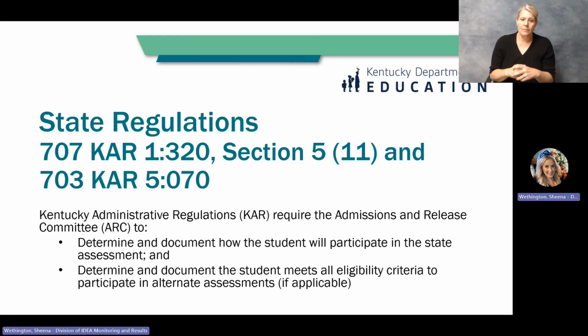Kentucky has state regulations that require Admissions and Release Committees to discuss and document how students will participate in state assessment. If it is determined the student will participate in the alternate assessment, they must document the student meets a specific set of criteria to be eligible to participate in the alternate assessment and the reasons for that decision.